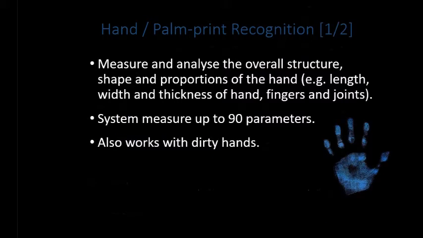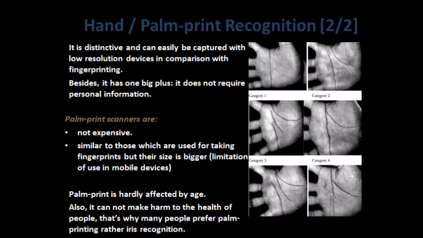Next is palm print recognition. It measures and analyzes the overall structure, shape, and proportions of the hand, meaning the length, width, and thickness of the hand, fingers, and joints. The system measures up to 90 parameters, and also works with a dirty hand. It is distinctive and can easily be captured with low-resolution devices in comparison with fingerprinting. Besides, it has one big plus: it does not require personal information. Palm print scanners are not expensive, similar to those used for taking fingerprints, but their size is bigger.